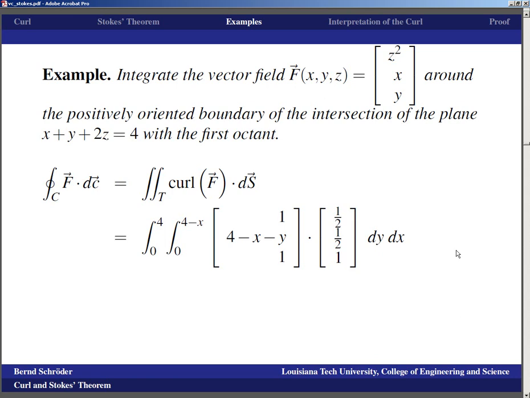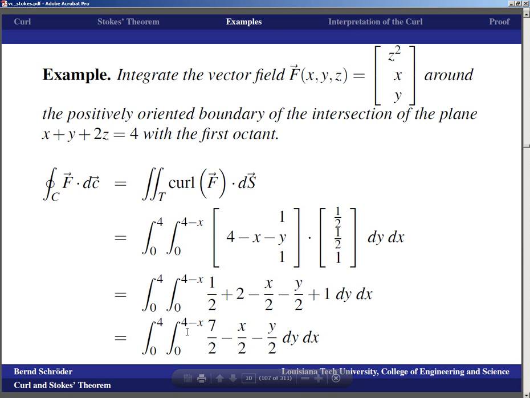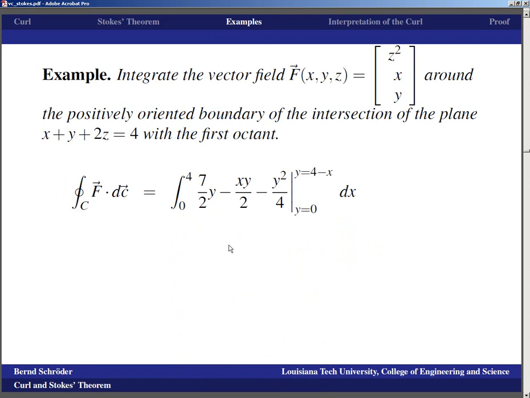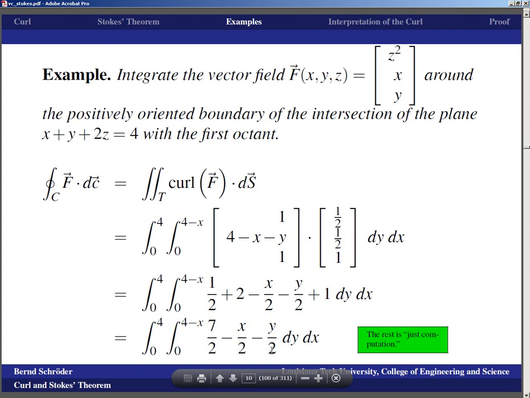And now we just work out this dot product. Still the same thing, 1 half plus 2 minus x halves minus y halves plus 1. If we add that up, we get 3 plus 1 half is 7 halves, so we get the integral of 7 halves minus x halves minus y halves. The rest is, of course, just solving a pretty simple, though tedious, double integral. We have the integral from 0 to 4, integral from 0 to 4 minus x, of what we had on the previous panel, 7 halves minus x halves minus y halves.